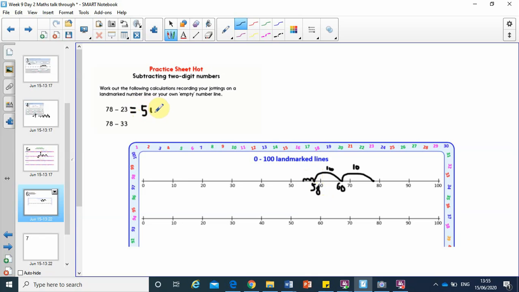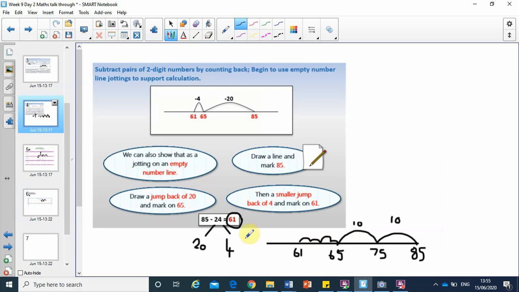So our understanding of our 10 times table is absolutely vital in this one. You could do a little game where you challenge your partner, challenge your parents, 10 more, 10 less. Do you know what 10 more, 10 less is? And that's it. That's how to count back or subtract using a number line, or equally using a blank line as in the examples there.